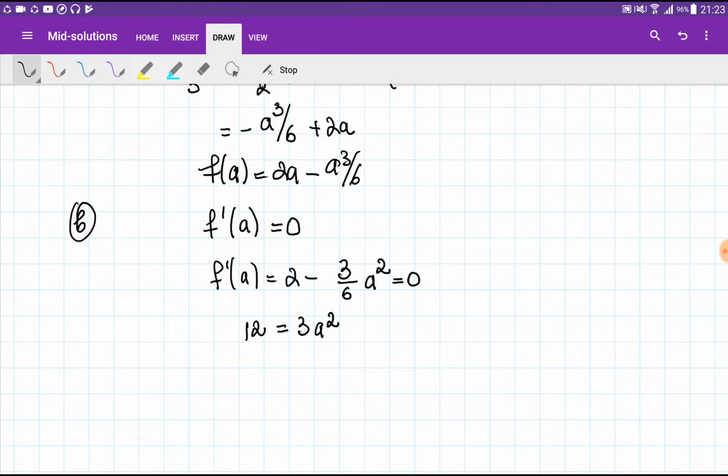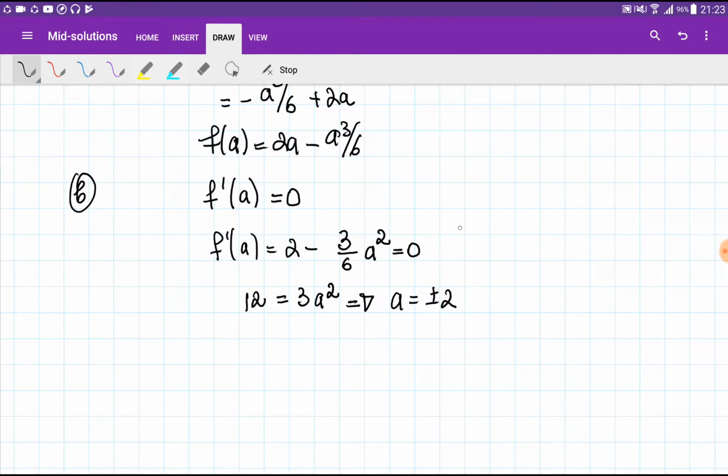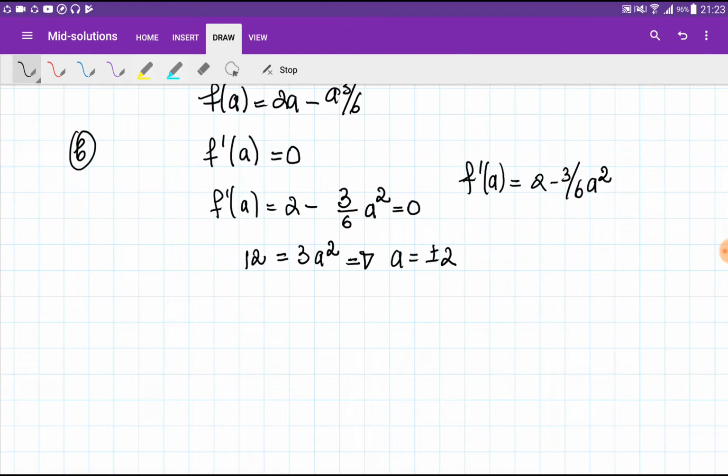So I'm going to find the roots. The roots are a equal to plus or minus 2. Let me remind you, the derivative of this curve is equal to 2 minus 3 over 6 a squared, right? So I figured out that the roots of this function f prime of a are plus or minus 2, and now I need to find the increasing and decreasing regions in order to figure out what is the minimum and what is the maximum.